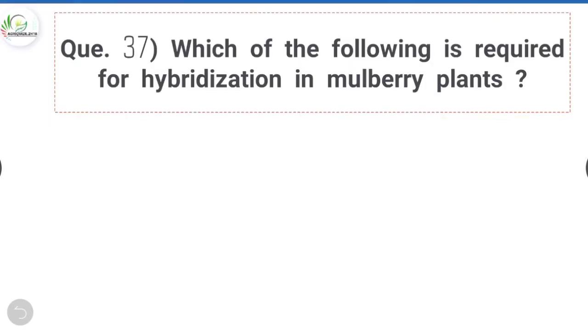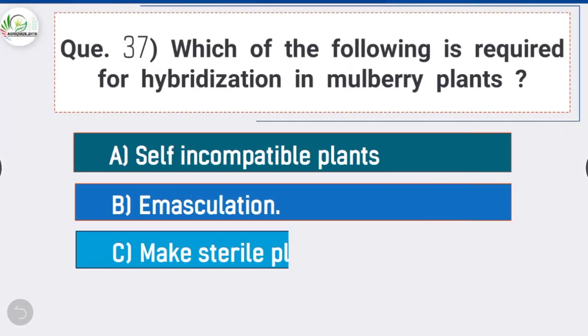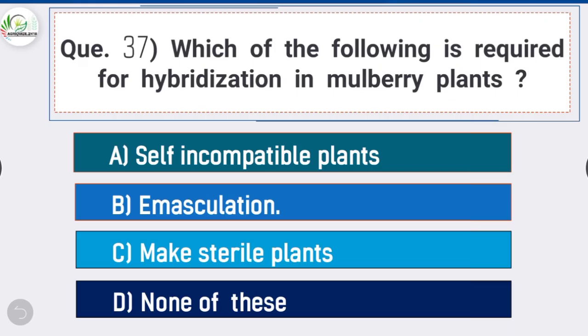Question number 37. Which of the following is required for hybridization in mulberry plants? And the correct answer is emasculation. Emasculation is required for hybridization in mulberry plants.